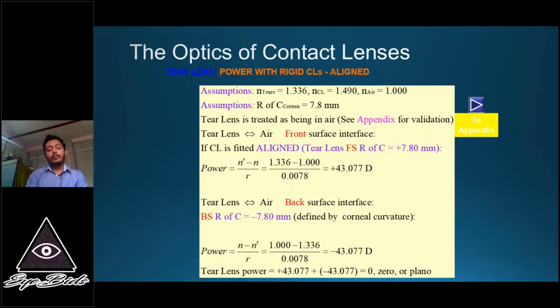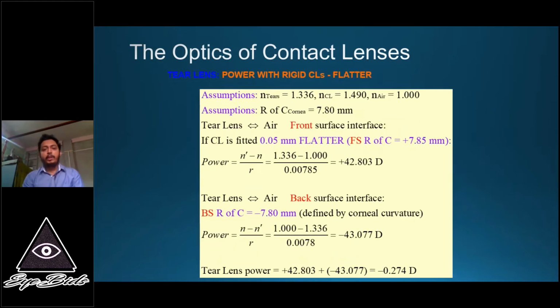Now how is it happening? Again, where it is going, minus where it is coming from. Where it is going, to the air, minus where it is coming from, the tear lens. Fine. So here if you see, here also it is coming 43.007. So what is this? This is the on K. When you are taking on K, the difference between these is 0. So obviously we'll get a plano tear lens power.